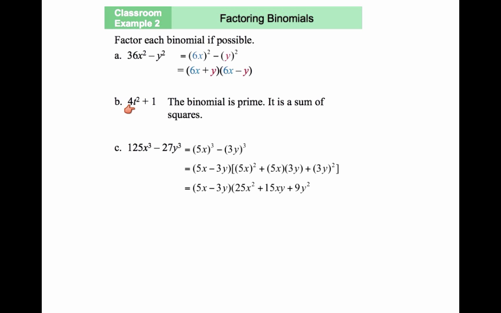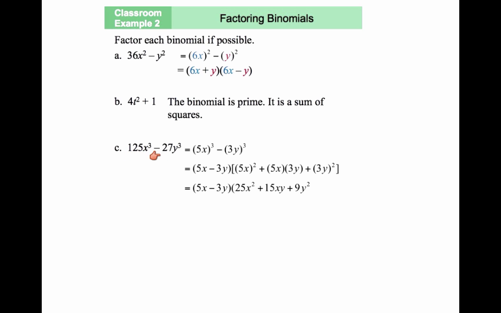Second example here, we have a sum of squares. With a sum of squares you want to remember that this binomial is prime. It's not factorable. So once you see a sum of squares, you just stop and say this is prime. We cannot factor anymore. Only a difference of squares can be factored this way.